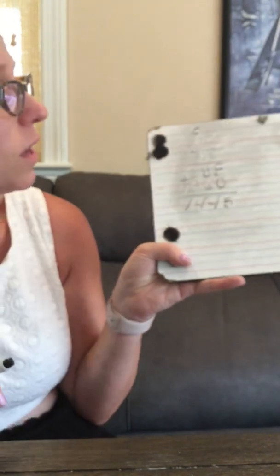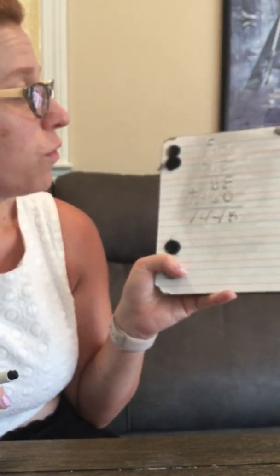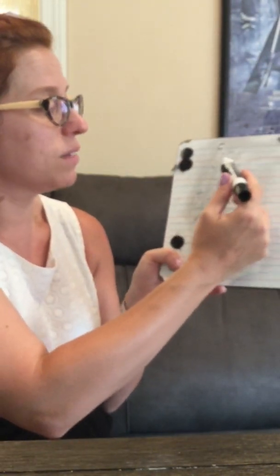8 times 1 is 8. 8 plus 5 is 13. Oh, this is a big number. 5 plus 0 is 5. 8 plus 6 is 14. Plus, bring that 1 over. 3 plus 1 is 4. And then the 1 plus 0, because there's nothing there, is 1. So 1,445.